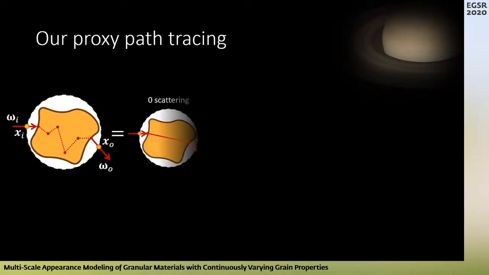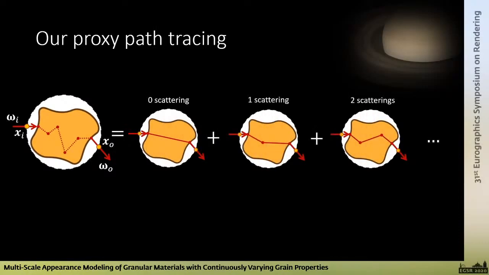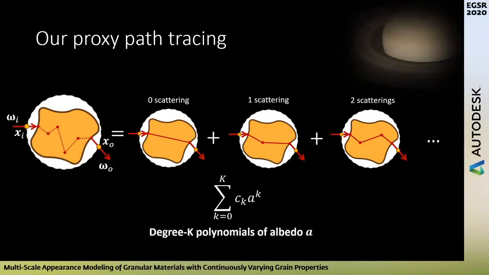The key idea of our method is that the light contribution can be decomposed based on the number of scatterings inside the grain. By assuming that the interior volume is homogeneous, every time the light scatters inside the grain, the light path throughput is scaled by the grain's albedo. For a fixed density, the total light contribution can be expressed as a sum of a degree k polynomial of albedo. The number k should be chosen to avoid noticeable energy loss.